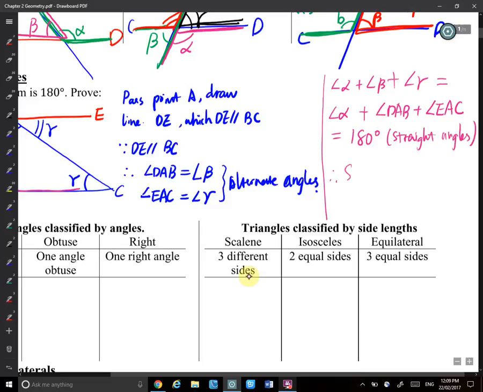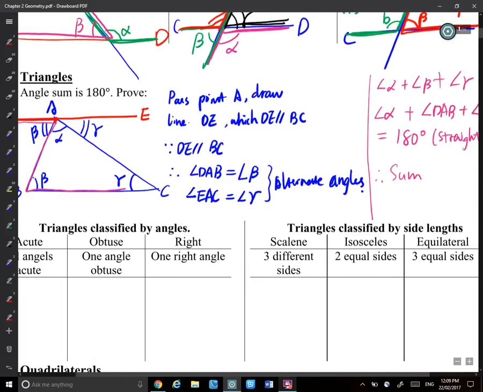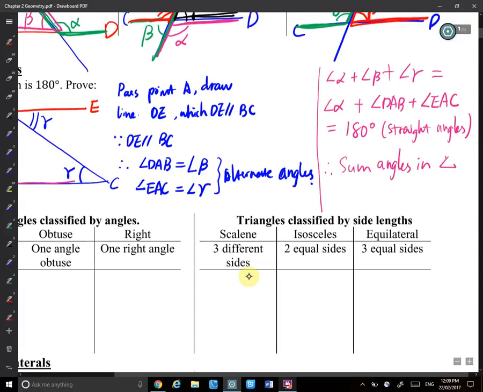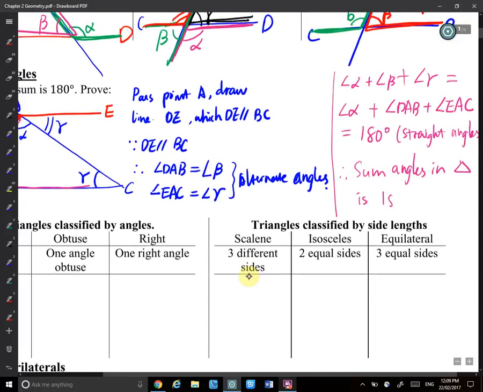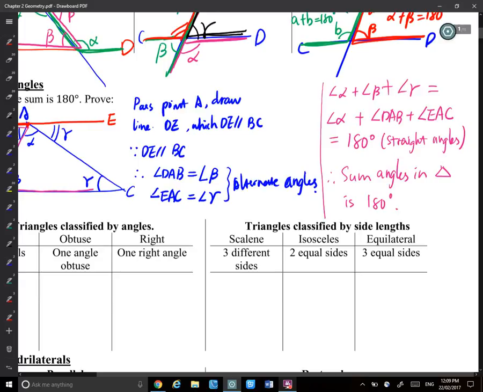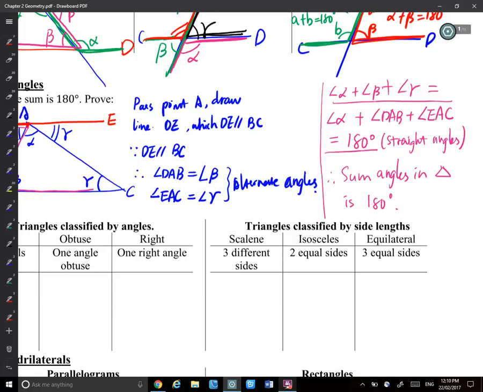So the sum of angles in a triangle is 180 degrees. You have proved that when you sum all those three angles, they give you 180 degrees. So therefore, for any triangle, the inner angle sum will be 180 degrees.